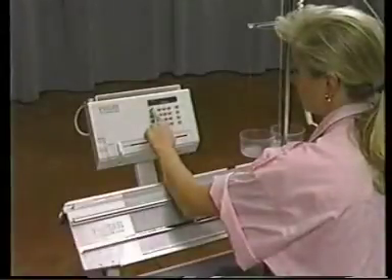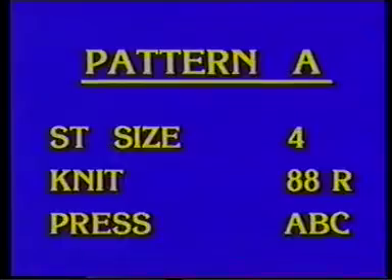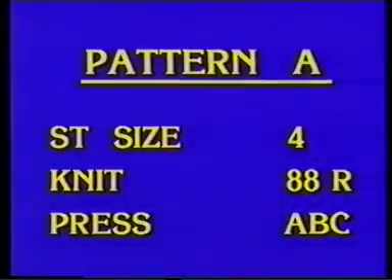Press ABC. Needles and pushers should be set according to this diagram. For stitch pattern A, the stitch size remains on 4. Knit 88 rows when ready. Remember to release the yarn from the clips underneath after 10 rows. Press the ABC key when ready to go on to the next pattern.